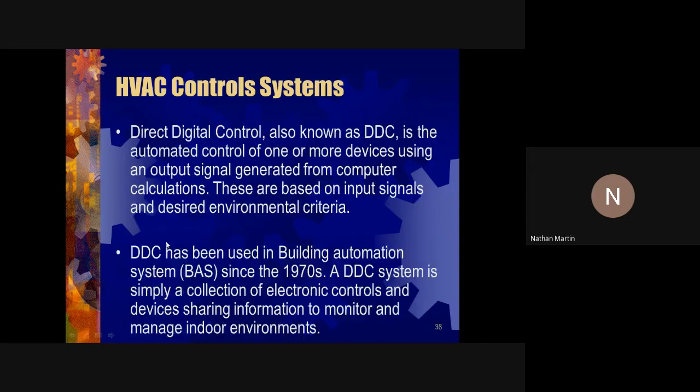All right, so moving along, we talk about control. We talk about direct digital control, or DDC, which is the automated control of one or more devices. These use output signals generated from a computer to control the system. So when we talk about whole system control and whole building design, we talk about computer-based control systems.